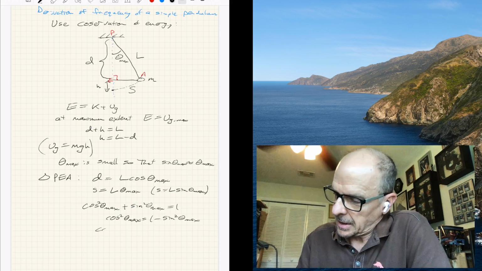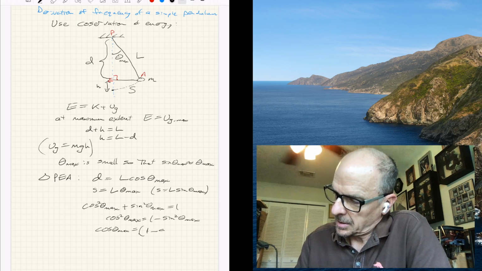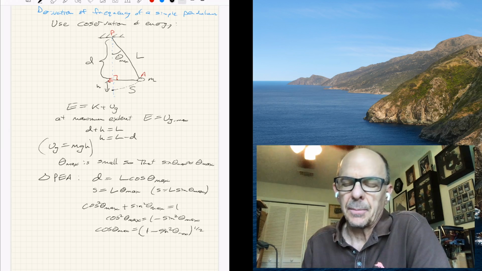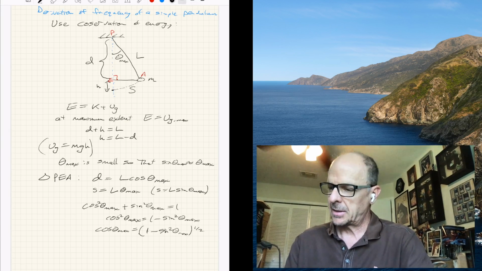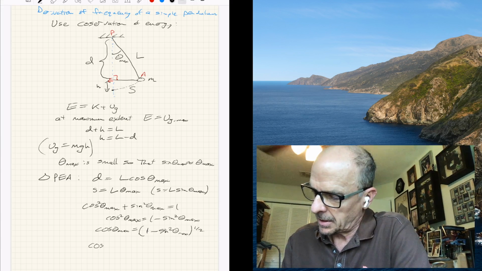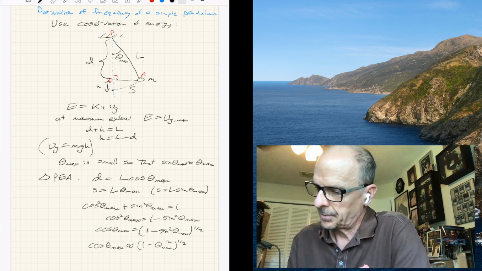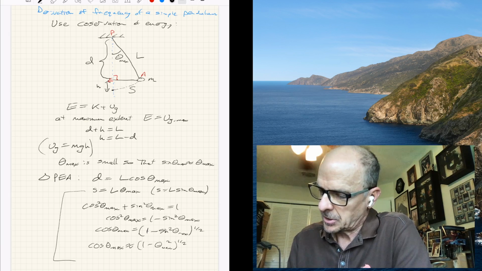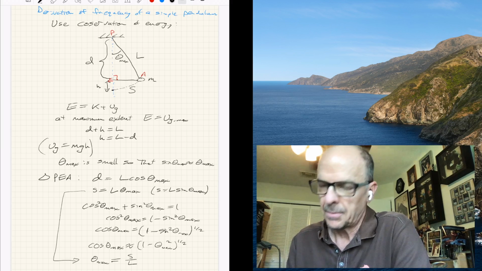So that means that cosine of theta max is (1 minus sine squared theta max) to the 1/2 power. That's the square root. And in the small angle approximation, I can replace that sine squared theta max with just theta max squared. So that gives me cosine of theta max is approximately equal to (1 minus theta max squared) to the 1/2 power. But from this expression, I know that theta max is equal to S over L.